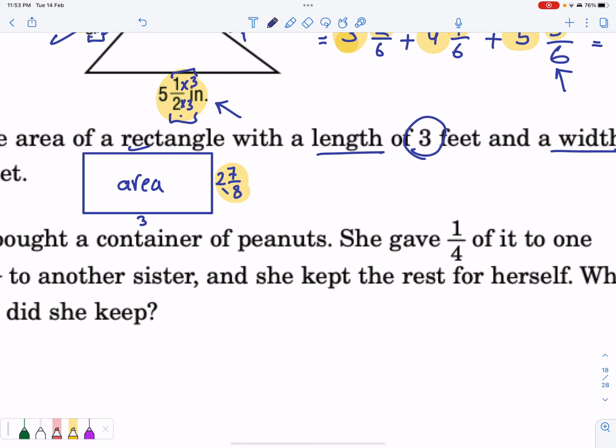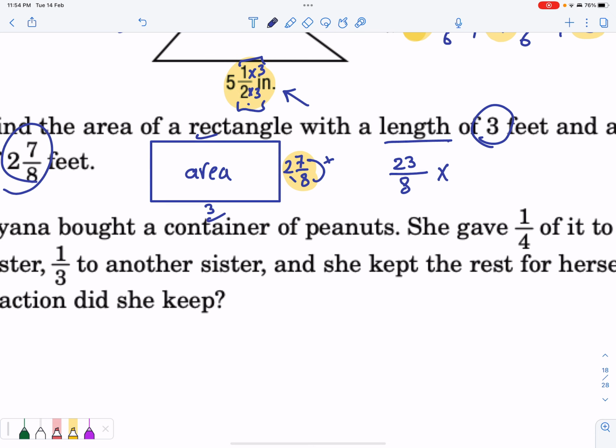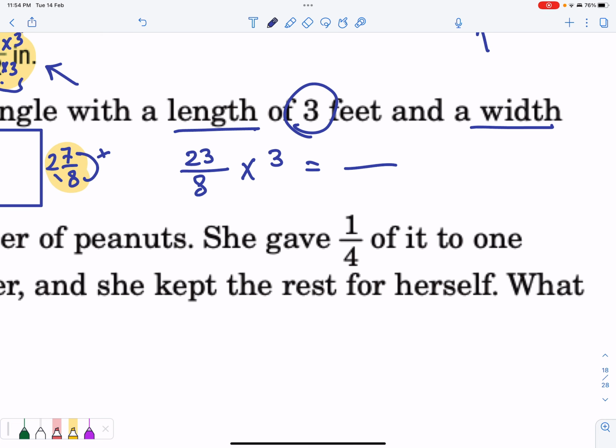So let's make it a fraction. 2 times 8 is 16. 16 plus 7, you will add the numerator up here. So 16 plus 7 will be 23. Yeah, 23 over 8. Okay, you will multiply that by 3, which is the length. So let's multiply. So 23 by 3 will be 2 times 3, 6, and 3 times 3, 9, will be 69 over 8. Okay, so 69 over 8, we can write that.